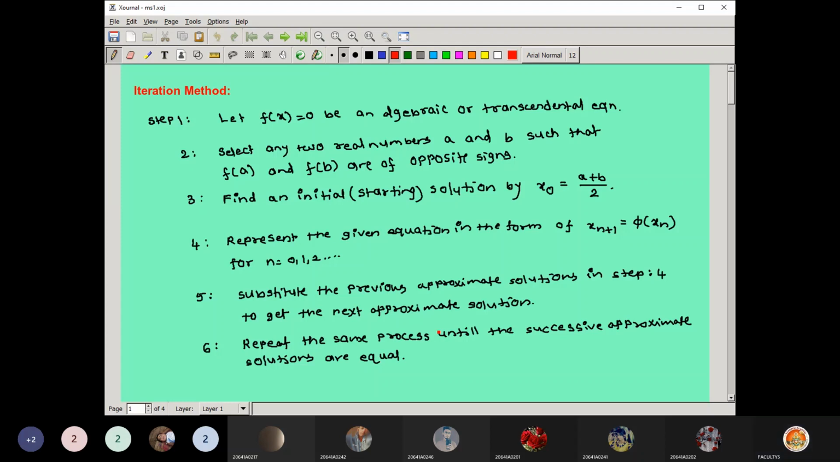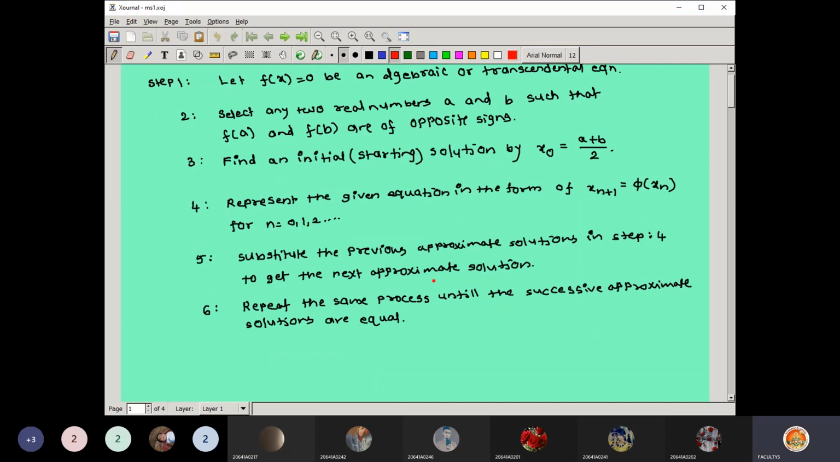Step number 6. Repeat the same process until the successive approximate solutions are equal. Earlier, we stopped the procedure only when substituting in the function gave 0. Here, instead, you stop the process only when successive, that is consecutive, approximate solutions are equal. You are not changing the a value and b value. First you calculate the initial solution and create an expression x n plus 1 equal to phi of x n. There you substitute the previous solutions to get the next solution. You can stop the procedure when the approximate solutions are equal.